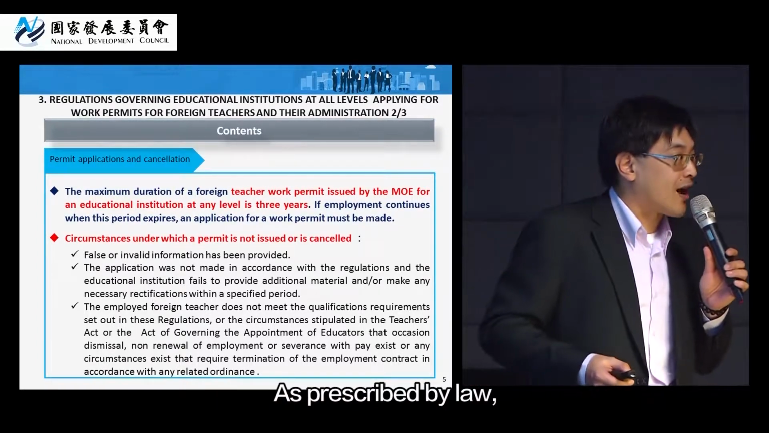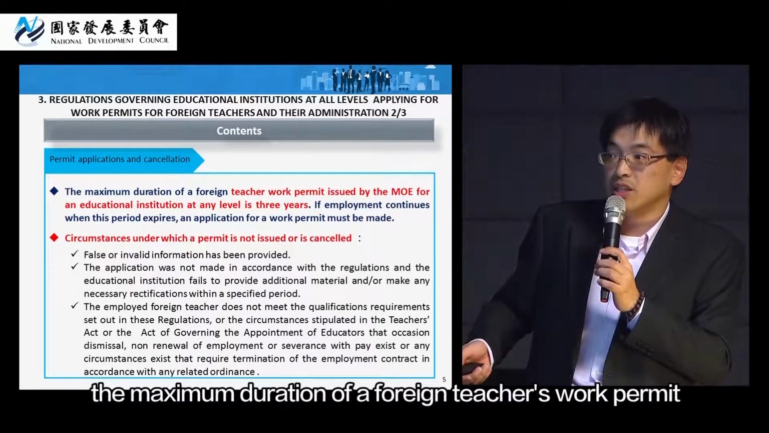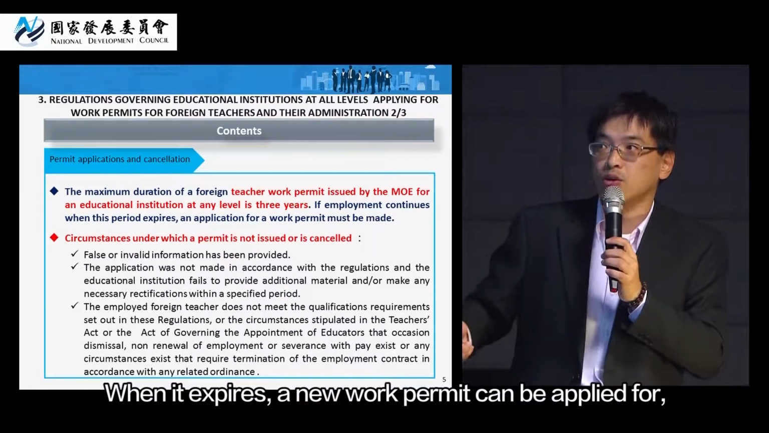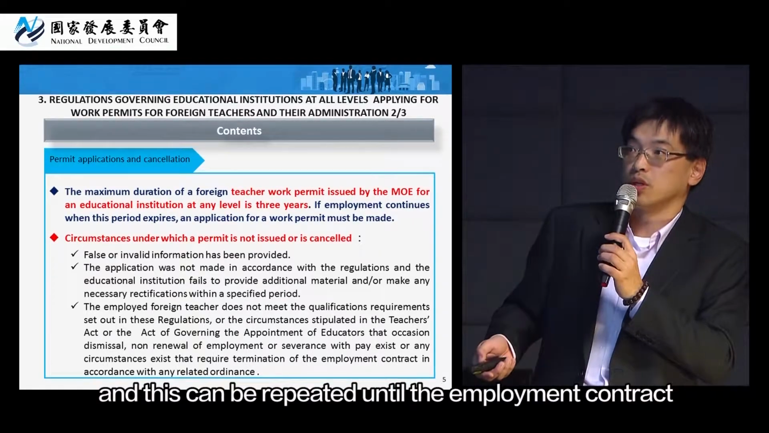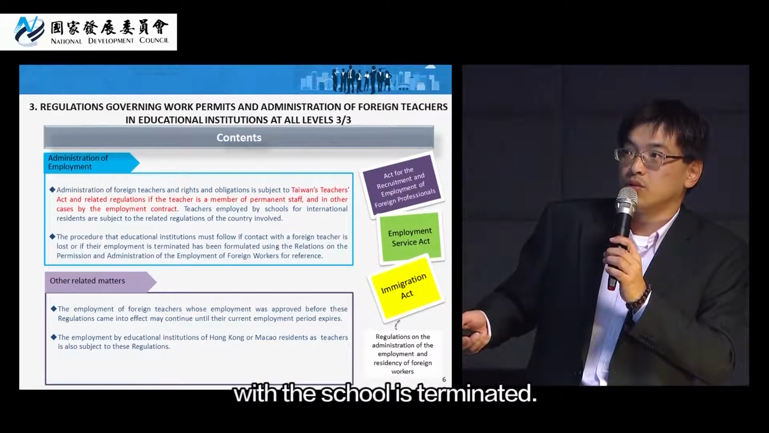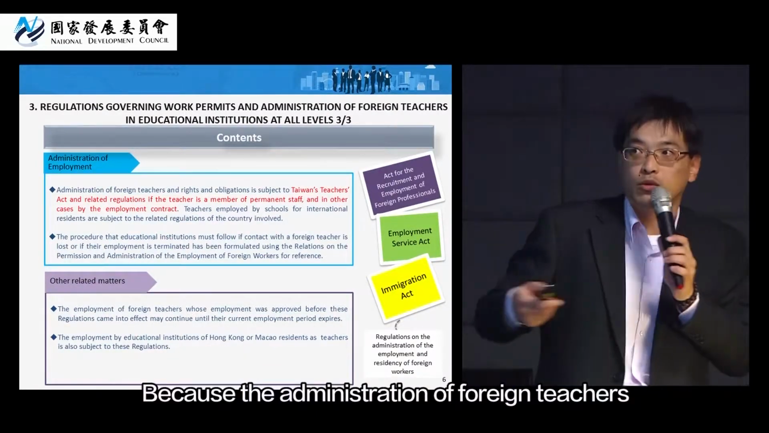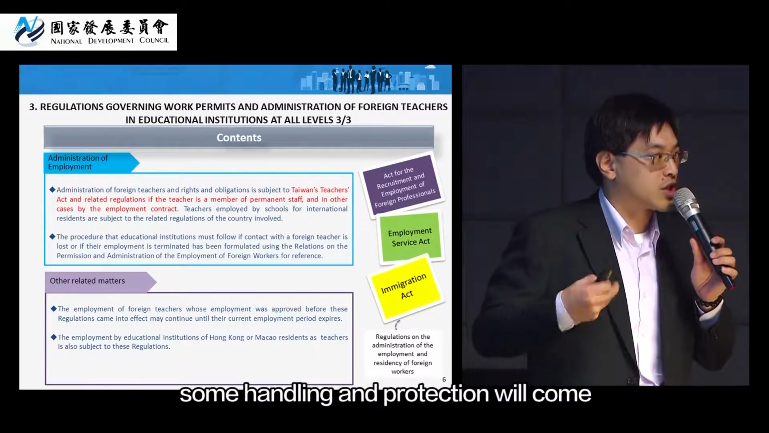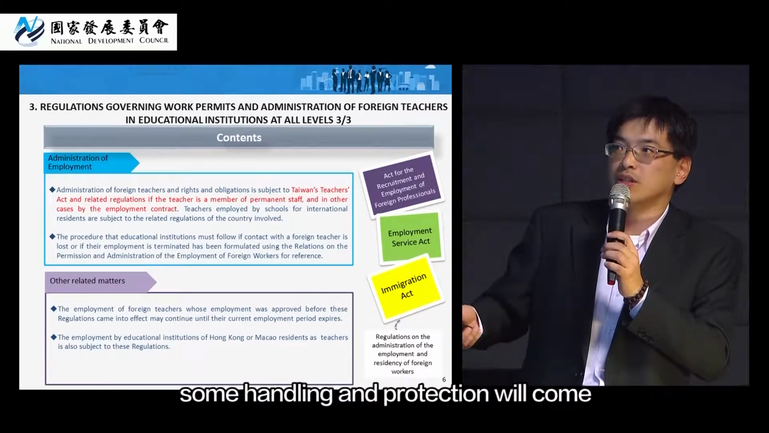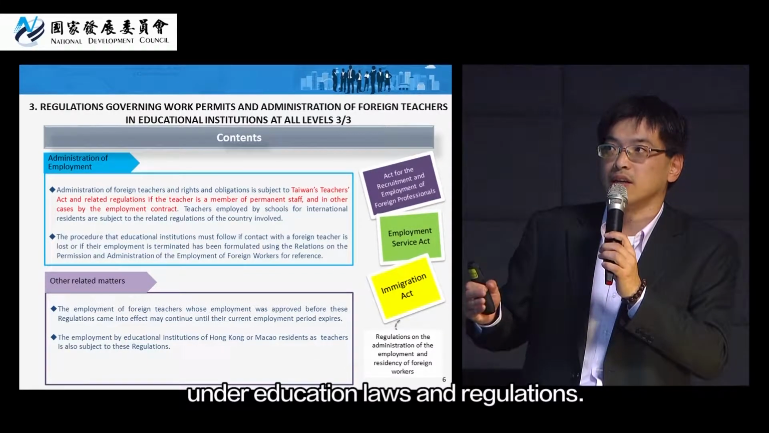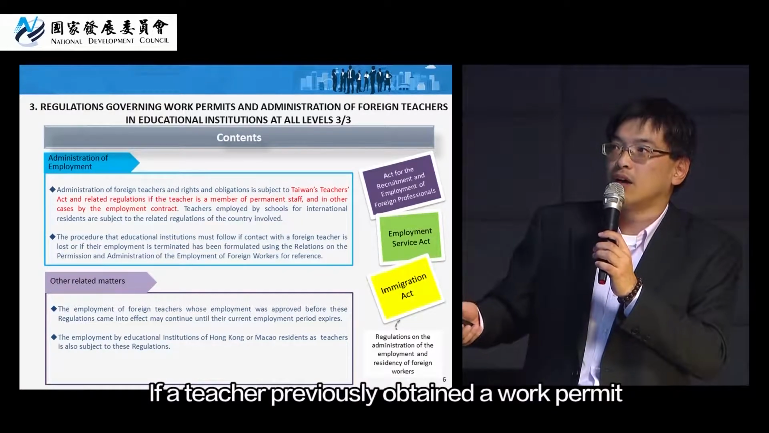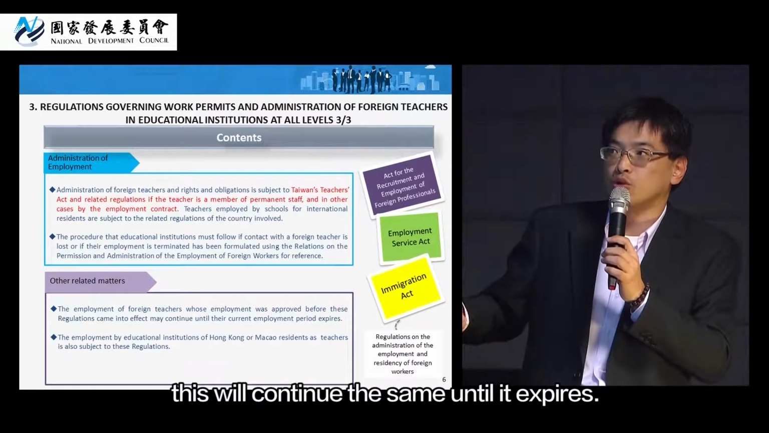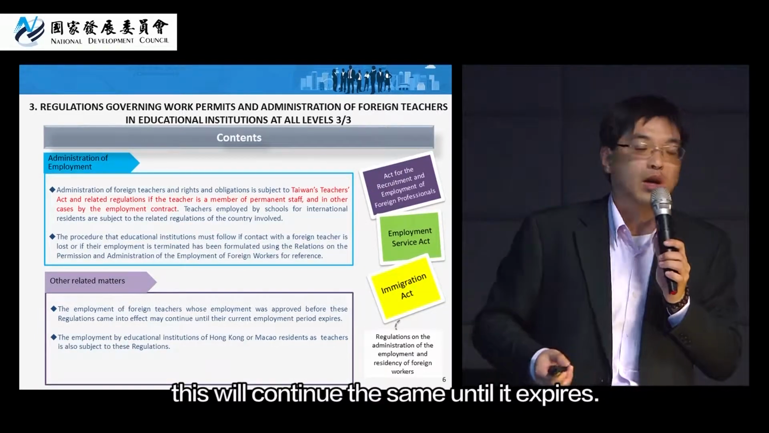As prescribed by law, the maximum duration of a foreign teacher's work permit is 3 years. When it expires, a new work permit can be applied for, and this can be repeated until the employment contract with the school is terminated. Because the administration of foreign teachers has been transferred to the Ministry of Education, some handling and protection will come under education laws and regulations. If a teacher previously obtained a work permit from the Ministry of Labor, this will continue the same until it expires.